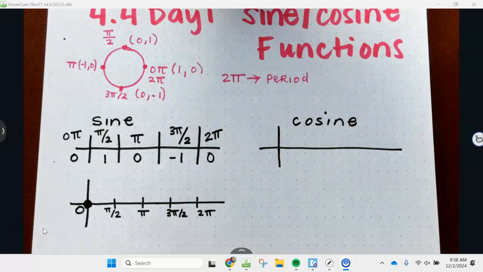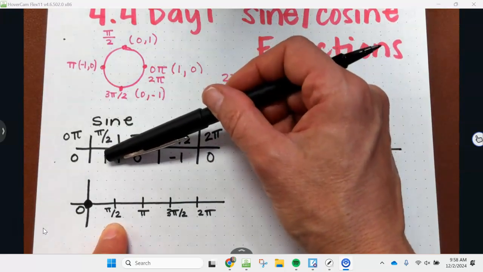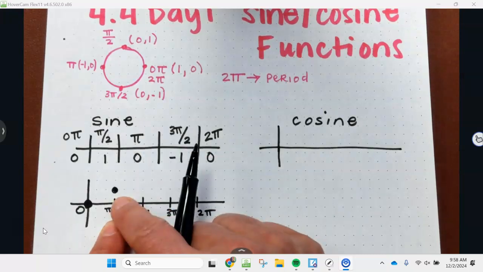All right, so back to pi over 2. Pi over 2 is where sine reaches its tallest point on the sine wave. So this is going to be at +1 right here.